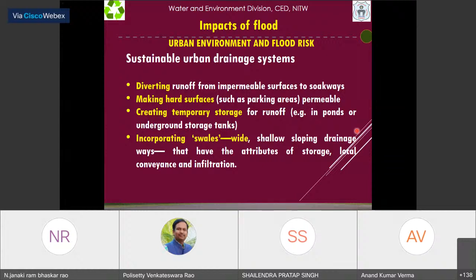What is this sustainable urban drainage system? I am talking about only urban areas, not rural areas, because of the time given to me. Here, what I propose are the possible strategies. One strategy is diverting runoff from impermeable surfaces to soakaways. So don't seal everything. Keep enough open areas. Keep proper vegetation. Keep rainwater harvesting pits in every area. Design them properly and execute that.